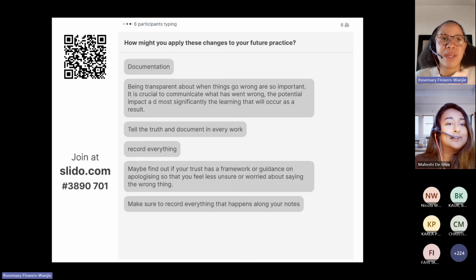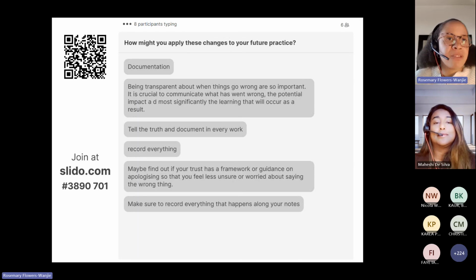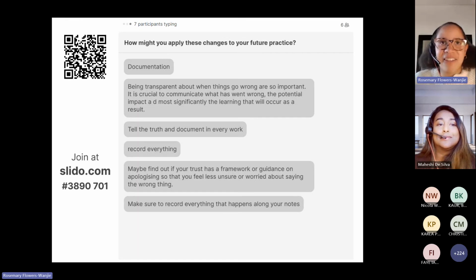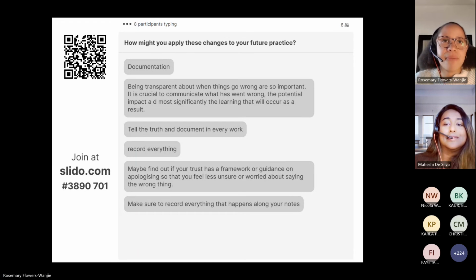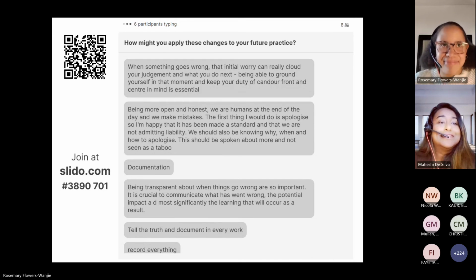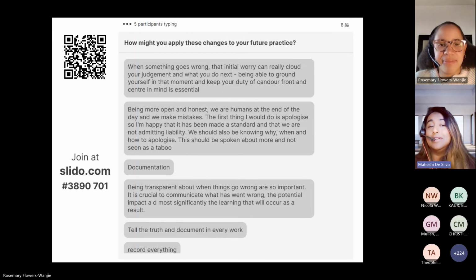And someone else here is talking about having confidence. Somebody talks about maybe finding out if your trust has a framework or guidance on apologising so that you feel less unsure or worried about saying the wrong thing. I like that. That's great. Also got another one, avoiding blame culture. And that also ties in with a Slido comment we've got. When something goes wrong, that initial worry can really cloud your judgment and what you do next. So being able to ground yourself in that moment and keep your duty of candour front and centre in mind is essential.